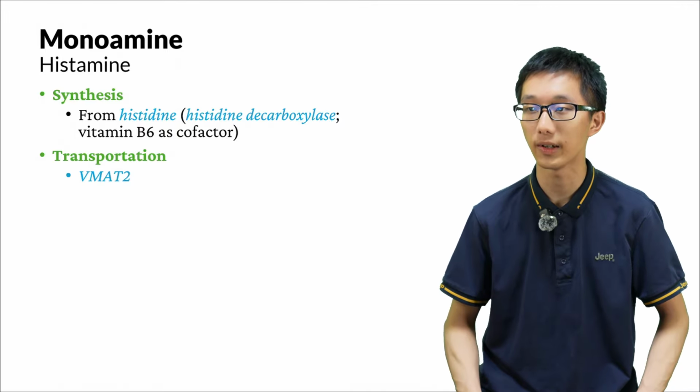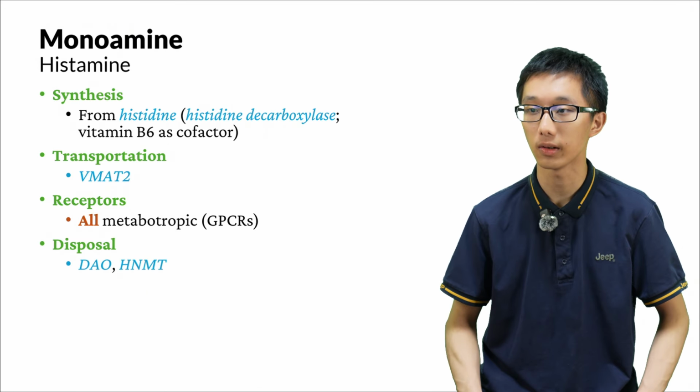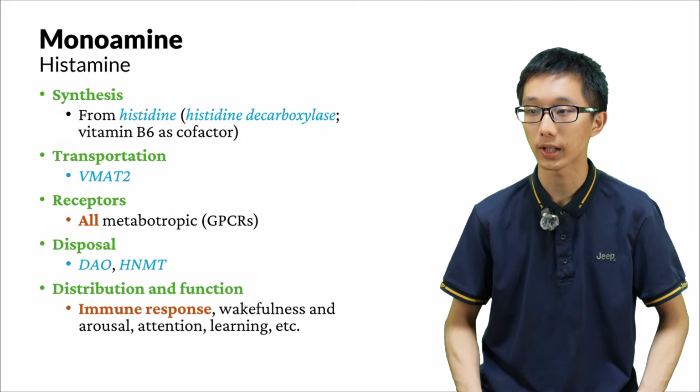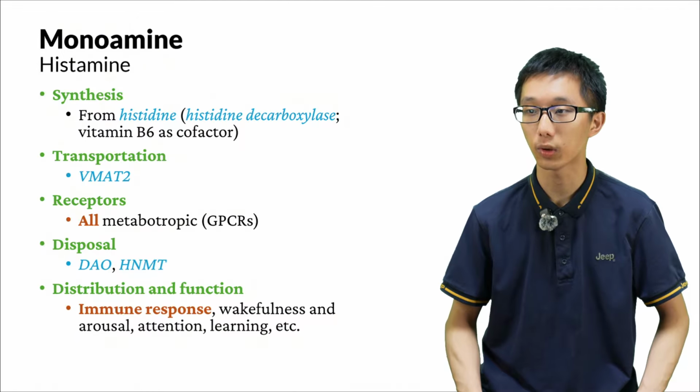This is basically vesicular monoamine transporter 2. Receptors are exclusively metabotropic. They're all GPCRs. The disposal is achieved through enzymes called DAO and HMMP. Finally, histamine is mainly functioning in immune responses, wakefulness and arousal, attention, learning, and other cognitive functions. It is most prominent in immune responses.